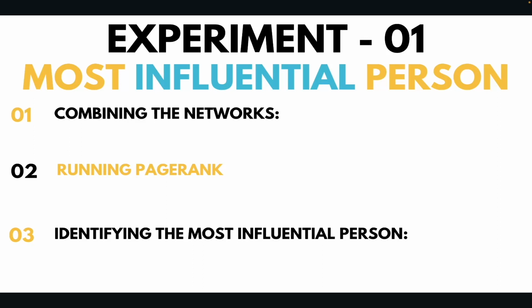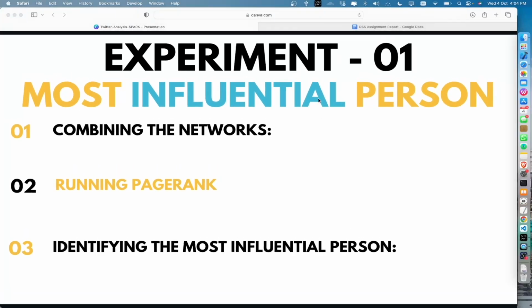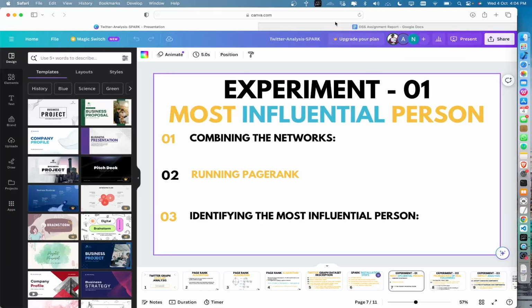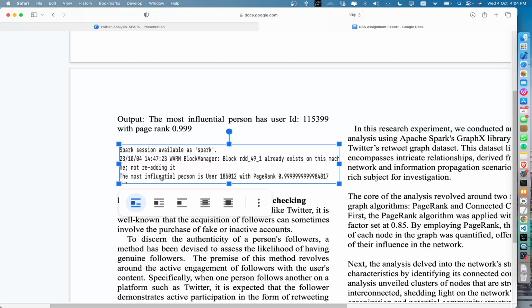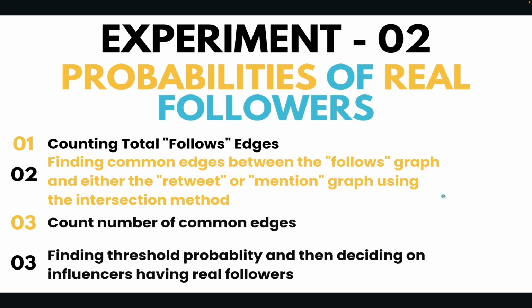So a graph will be created. There will be an adjacency list if I combine the networks using Spark only, and then I ran the PageRank algorithm on the graph which is created. Running that, we will be able to find which node is the most influential, the node having the highest page rank. When the algorithm converges, we will have the result. So let me show you the result. Here you can see when the Spark session terminates, the most influential person is this user ID with this page rank. The next experiment which I did is a bit interesting.